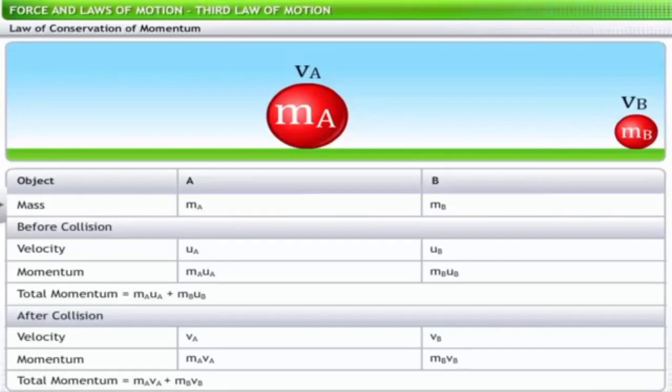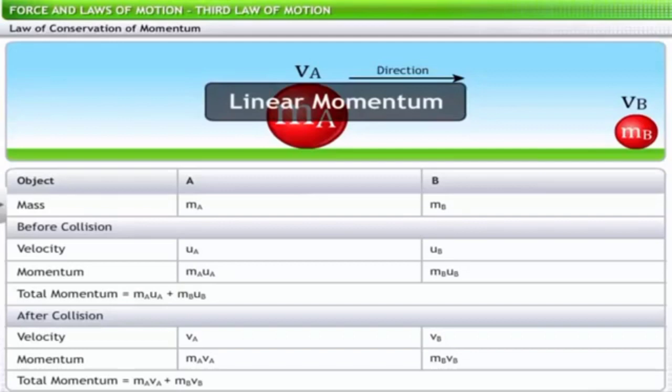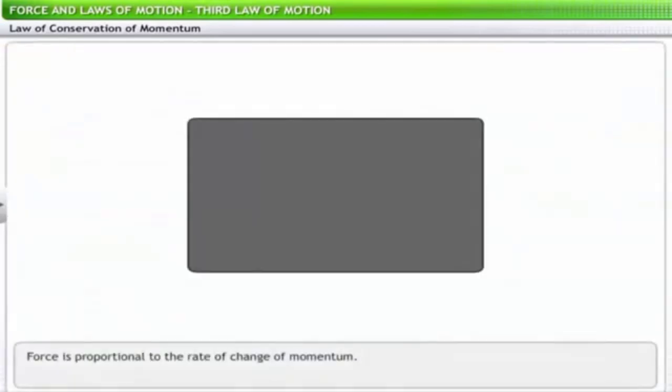Let's assume that after collision, both the spheres A and B move with uniform velocities VA and VB respectively, in the same direction as that before collision. As the spheres move along a straight line before and after collision, their momentum is said to be linear momentum. We can use the second law of motion to find the relationship between the momentum of the spheres before and after the collision.